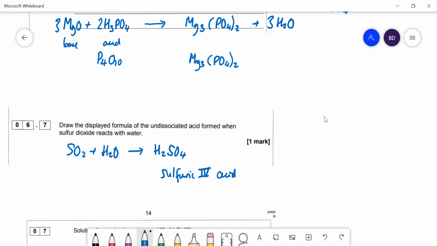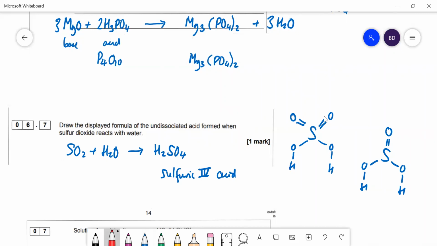So what's the bonding in that? Well, normal sulfuric(VI) acid, you probably know, is like that. Sulfur can form up to 6 bonds. It's in group 6 of the periodic table. Oxygen always forms 2. So sulfuric(IV) acid is just the same, but you've only got 1 oxygen there. Okay, so that is the displayed formula showing every bond. And of course, these are the 2 acidic protons there, that can fall off.